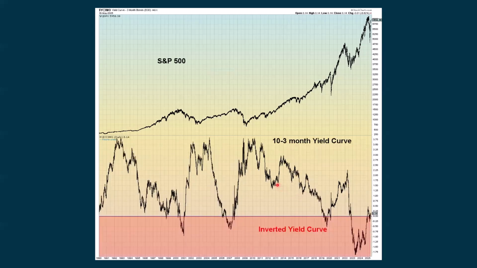I also follow the 10 to the 3 month, and it's kind of right on the border. It's not inverted now, but it was inverted for quite some time. Then it went back to being regular, and then it was just kind of bouncing in and out of being inverted, uninverted. Well, right now it's not inverted. We just are keeping an eye on this one.